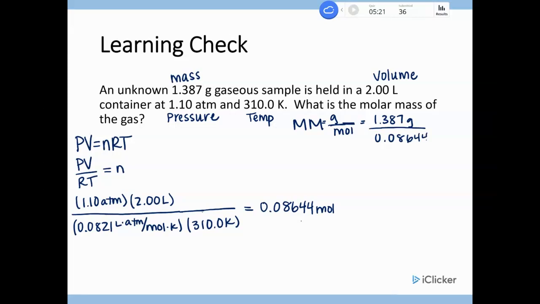0.08644 moles. If you simplify this fraction, this is 16.0 grams per mole. So there is our molar mass of the gas.